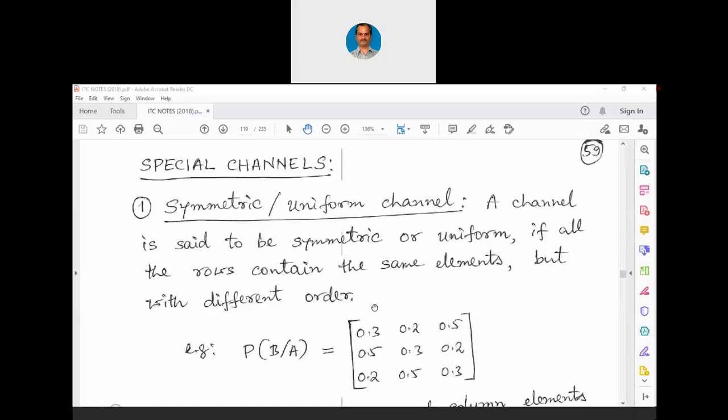But when it says that all the rows contain the same elements but with a different order, what does it mean? The sum of the rows is anyhow going to equal 1, because that is the probability of x1 being transmitted. But here, the column sum of conditional probabilities is also becoming 1, which means P of y1 is being obtained directly. That means in such cases, we don't have to go for the joint probability matrix. If the channel is symmetric or uniform, then we need not construct the joint probability matrix. Just by the channel matrix or the noise matrix, it is possible to obtain the other entropy data. That is the main point here.